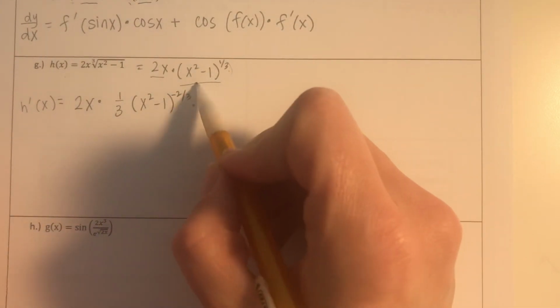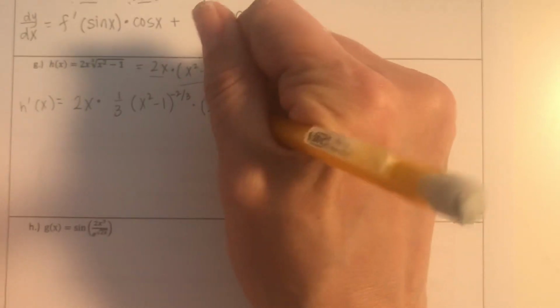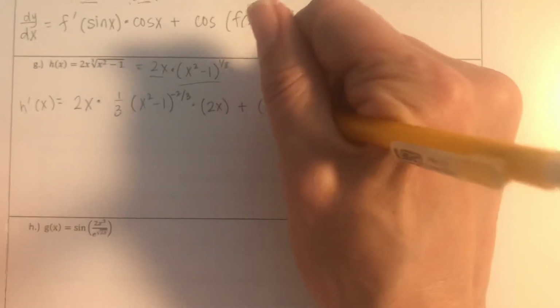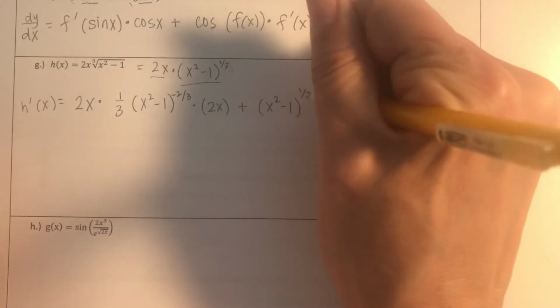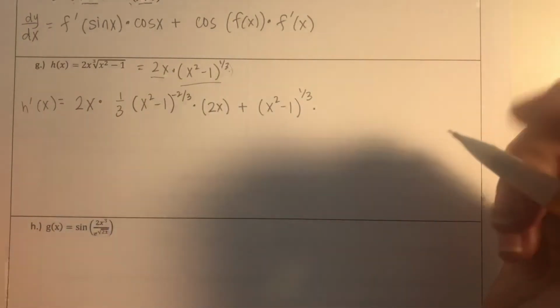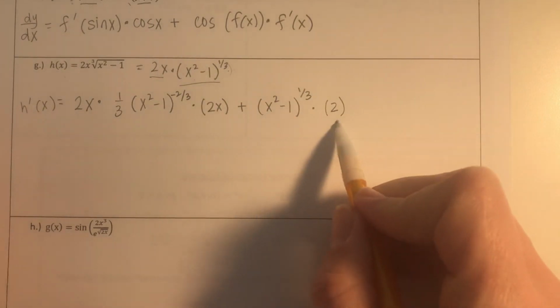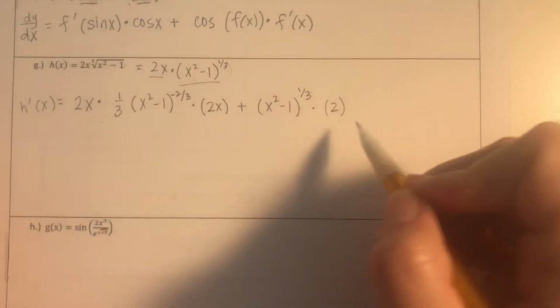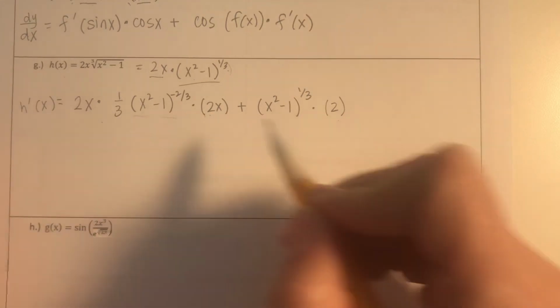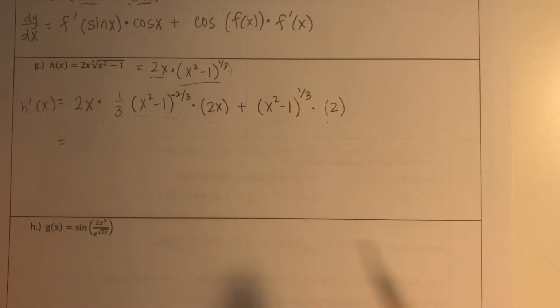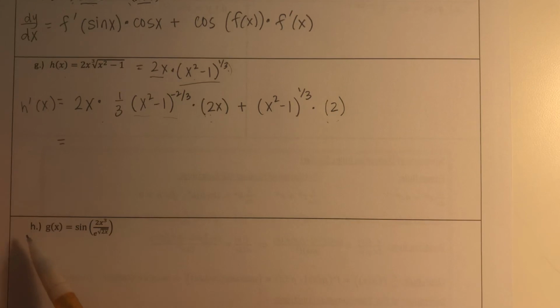times the derivative of the inside, which is going to be 2x, plus the second term, which is x squared minus 1 to the 1/3, times the derivative of the first, which is 2. From here, you guys can clean this up quite a bit. You'll notice that we can factor out a GCF. We have GCFs of x squared minus 1 and of a 2. So see if you can keep going and simplify that. And then also start looking at part H. H is sine, and you have an inside function that's going to require you to use the quotient rule. Check your answers on Canvas.